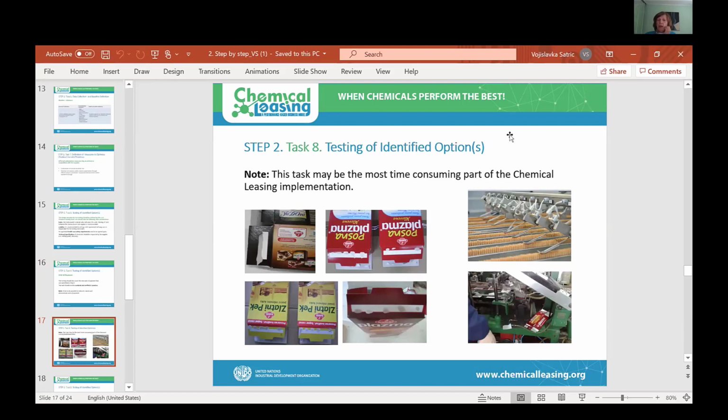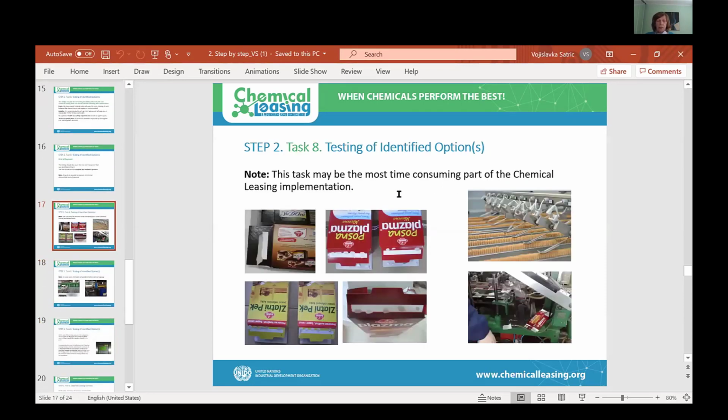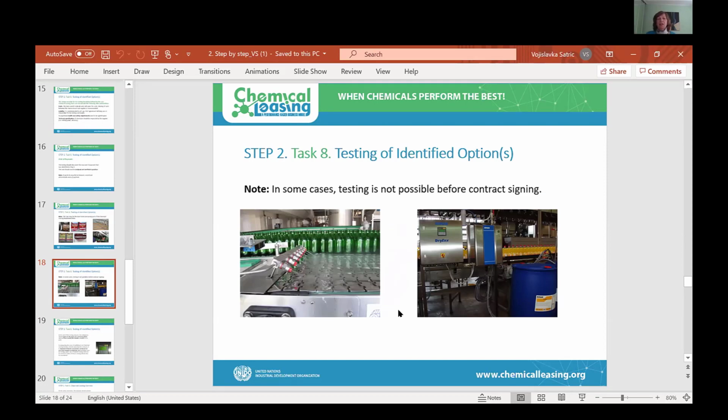Testing within the defined options may be the most time-consuming part of chemical leasing implementation in this phase, because as I have already mentioned, in a confectionery producer, we have so many different kinds of boxes to be bonded, and we have to test in different days. We have to have different measures. In some cases, testing is not possible before contract signing.